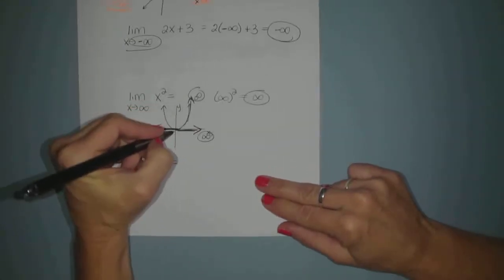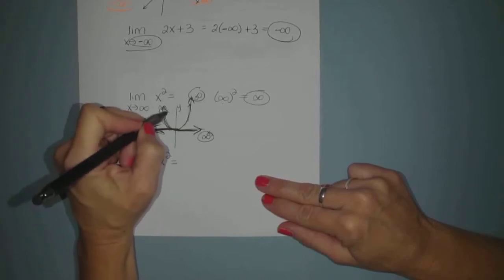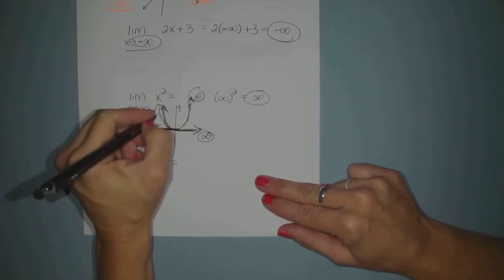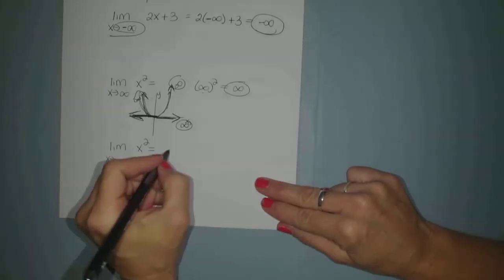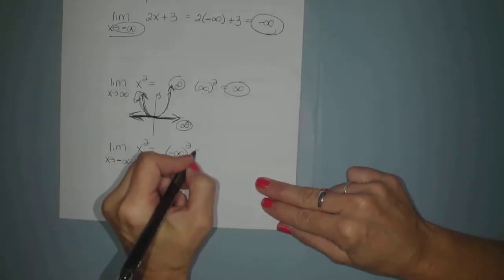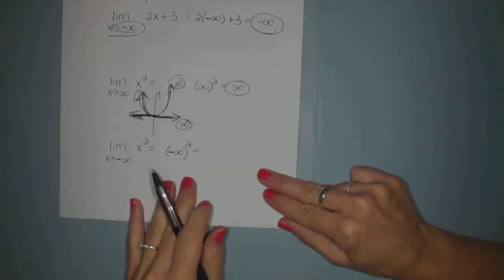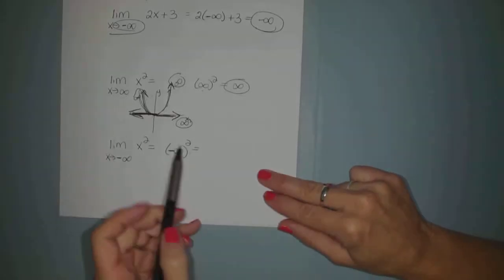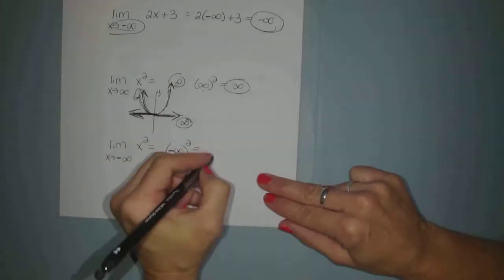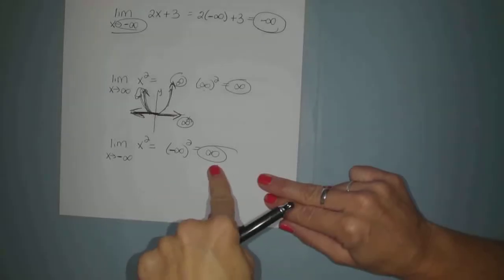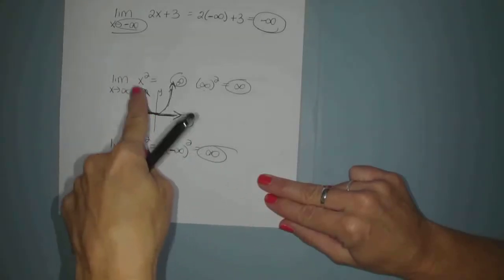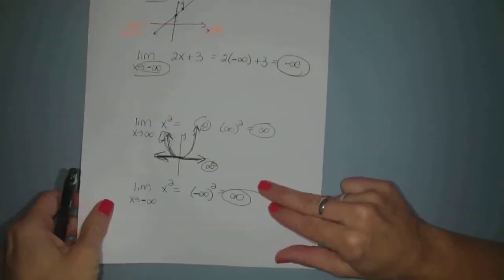Let's see what the y values are doing. They're going up to infinity. So I'm thinking if I plug this in, negative infinity squared. The same rules apply to infinity here as we do in Algebra 1. You take a negative times a negative, you get a positive. So again, this just confirms what the graph is showing. So that's just a little bit about infinity.